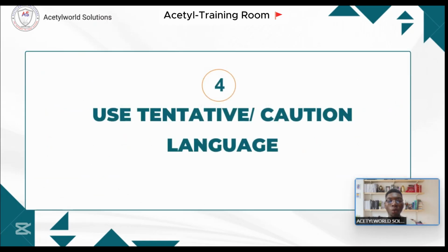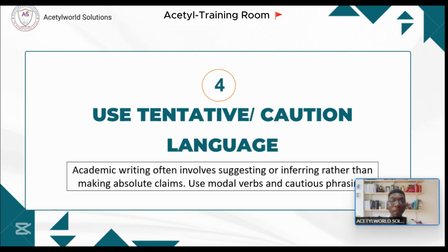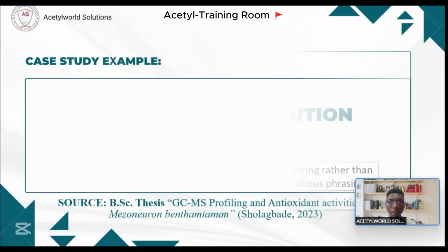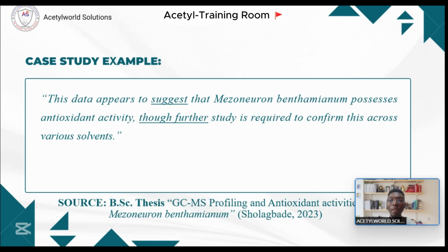Another one is use tentative or cautious language. Academic writing often involves suggesting or refining rather than making absolute claims. So use modal verbs and cautious phrasing. For instance now, this data appears to suggest that Mezoneuron benthamianum possesses antioxidant activity, though further study is required to confirm this across various solvents.